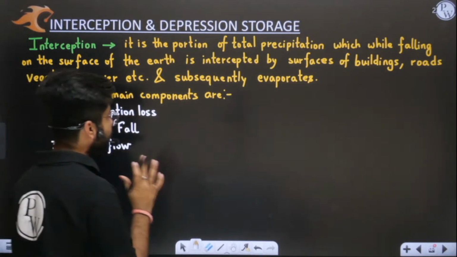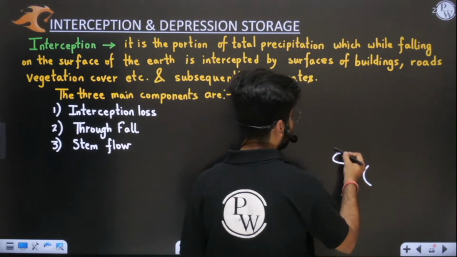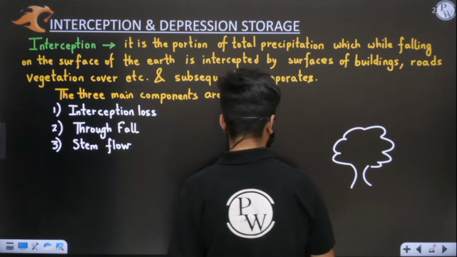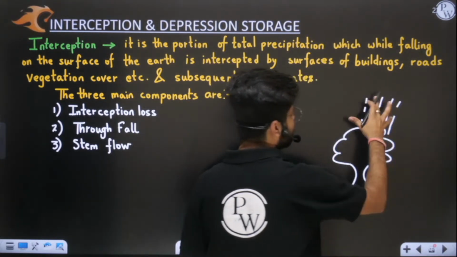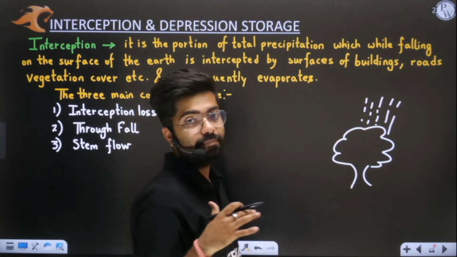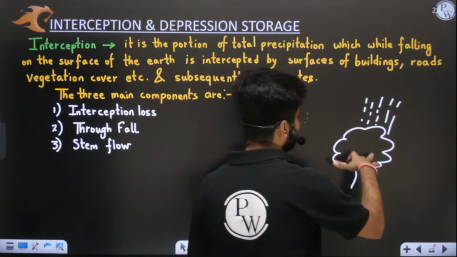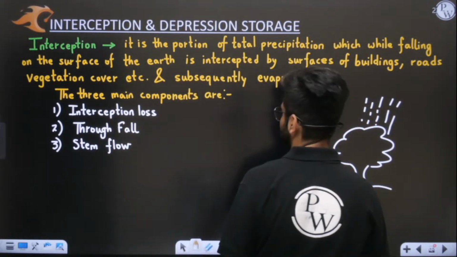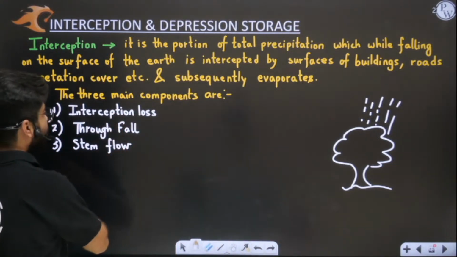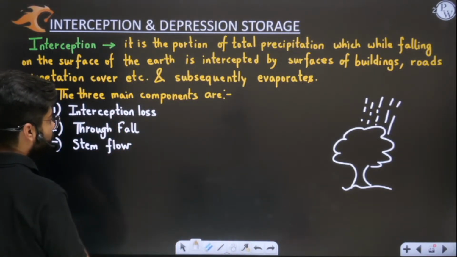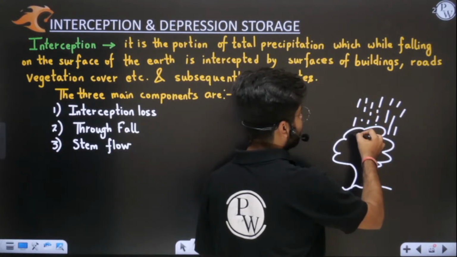Okay, so interception loss is, listen very carefully here. Let us imagine we have a huge tree, and let us say rainfall is happening. You need to understand this rain water will be intercepted by leaves of your tree, and obviously this water will be unable to reach the ground. So that is your interception loss, the very first one. Okay, three main components of interception are there. The first one is rainfall has been intercepted by the leaves of your tree.